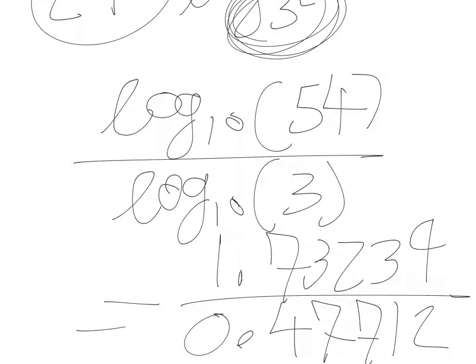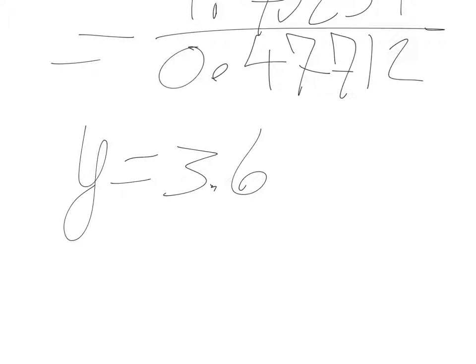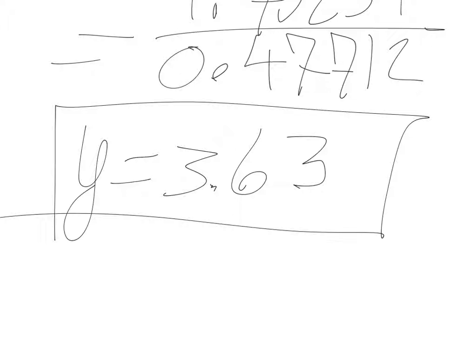Okay, at this point, we just do our little division here. I can take 1.73239 and divide that by 0.47712. When I actually do that division, I will get a final answer of y equals 3.63. And then it says 0.9. I'll just round it to the nearest hundredth for this set of problems. It doesn't specify, so let's just go 2 decimal places here. Alright, so that's the first part.